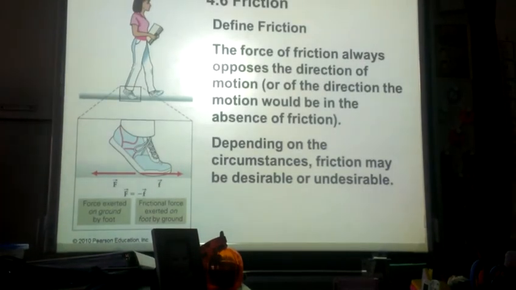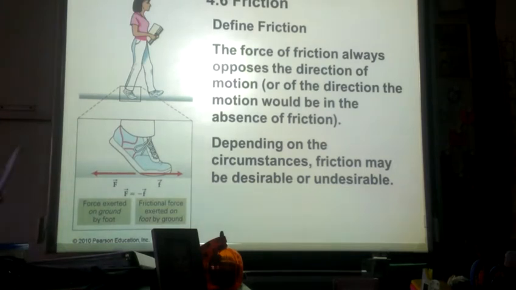Guys, friction. If we wanted to define friction, how would we do that? Okay, so when an object is in motion on a surface or through a viscous medium, there's going to be a resistance to motion. So the force of friction is a force that is always going to oppose the direction of motion, or the direction that the motion would be in if in the absence of friction. There are a few different reasons why we see friction, and I'll get into that in the next slide.